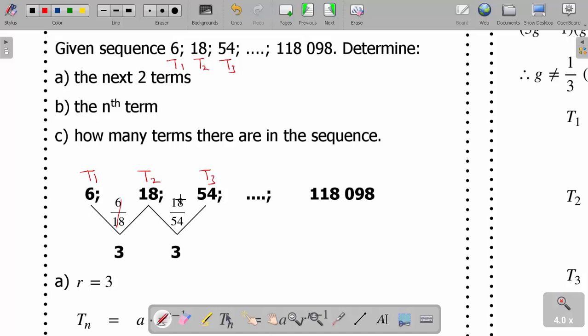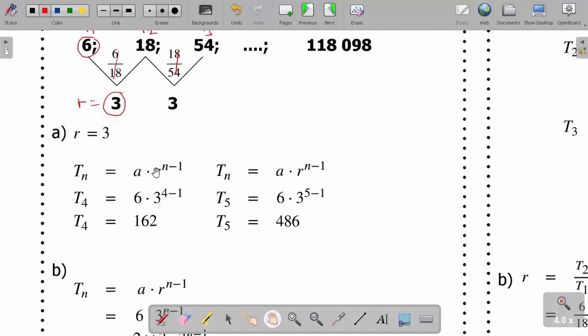Then if I also divide 54 by 18, I get 3. Because I get my common ratio as 3, I'm going to go ahead and use the common ratio and the first term to get my general term. In this case we say that our Tn equals a multiplied by the common ratio power n minus 1. Hope you remember that. Our a, like we said here, was 6. What about our common ratio r? It is 3, then power n minus 1.